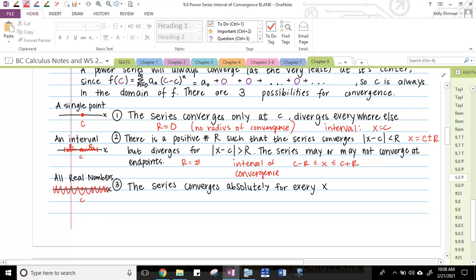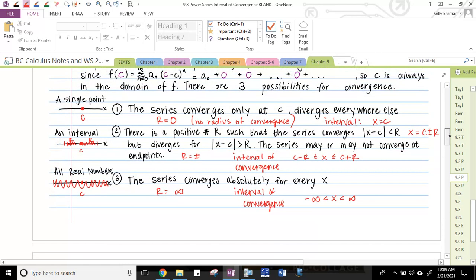Sure, the center's in there. What would the radius be? Well, the radius wouldn't be a number because that indicates some sort of stopping point. The radius of convergence would be infinity. And I'm not going to write c plus or minus infinity. I'm just going to say the interval of convergence would be something between negative infinity and infinity. All real numbers, in other words.